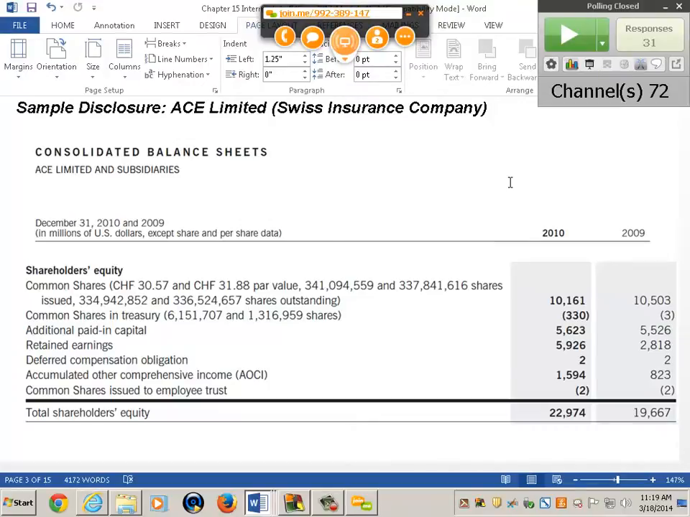All right, so there's your stockholders' equity section. That's a classic example of a stockholders' equity section. Okay. And it has the three components: contributed capital, retained earnings, and comprehensive income. And it also has a couple of other things that we need to explain further.